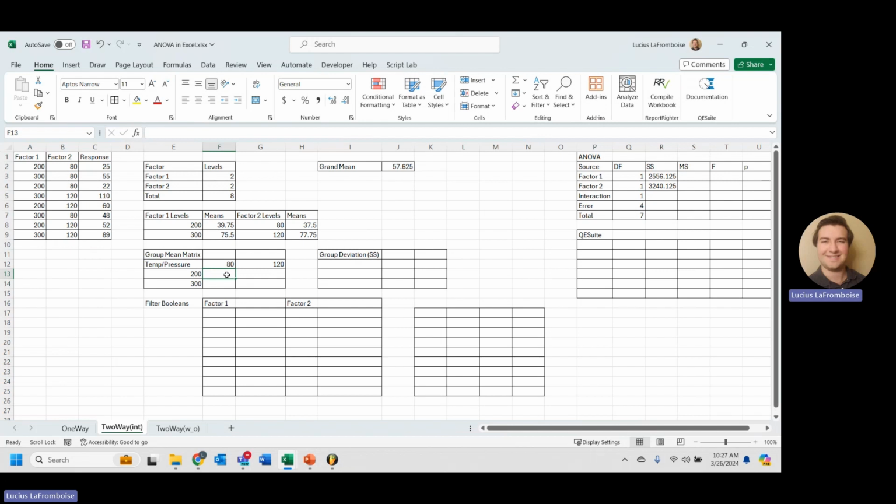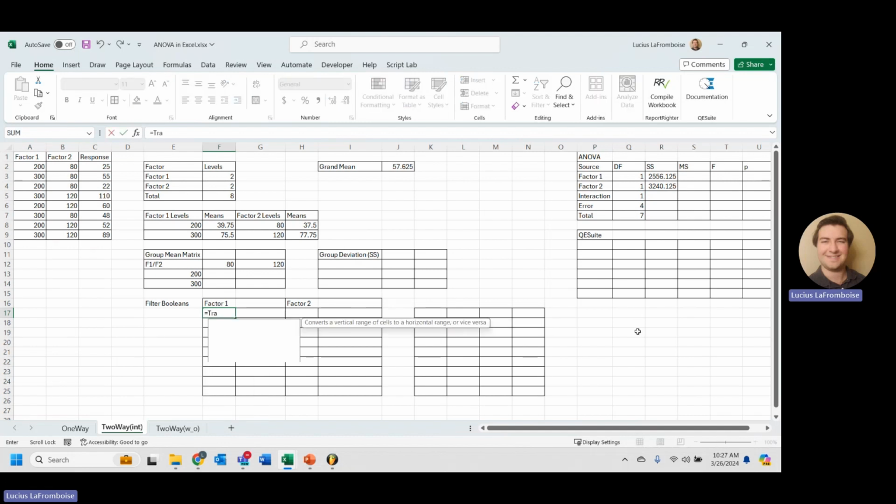Okay, so what we want to do is get the mean of the group where temperature is 200 and our pressure is 80, our factor 2 is 80. So here, I'll say F1, F2, keep it simple. Now we could just say equals average of this and this, but I'm trying to teach you how to use Excel a little more efficiently, and in this case it might not be more efficient, but this is all about learning math and learning Excel at the same time.